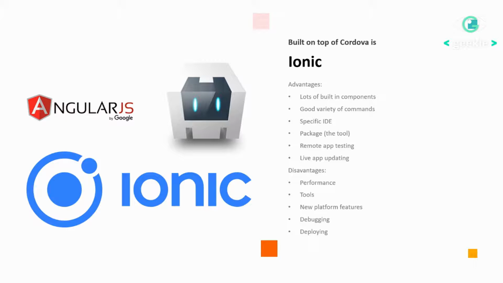The disadvantages of Ionic are pretty much like Cordova. I don't want to repeat myself, but of course, Ionic is a hybrid app framework built on top of Cordova, so it suffers from many of the shortcomings that all hybrid frameworks suffer from. They're slow, tools are web-based. Between the platform features and the framework, there is a window.